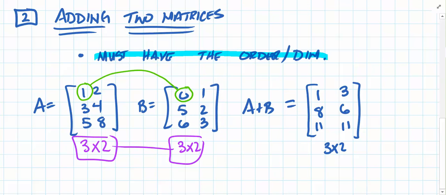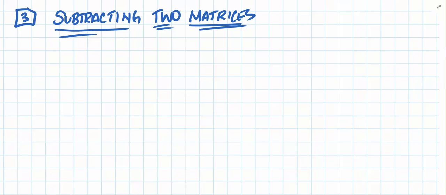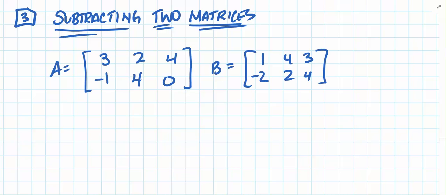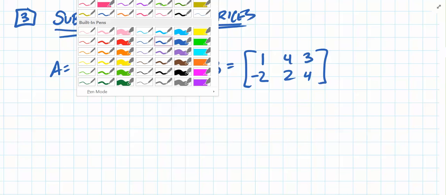So, ladies and gentlemen, if we know how to add two matrices, what do you think we do for subtracting two matrices? We do the exact same thing. It's exactly what you'd expect to do. All right, so I've got two matrices, A and B, defined here for you. And I am interested in subtracting these two matrices, or subtracting B from A.